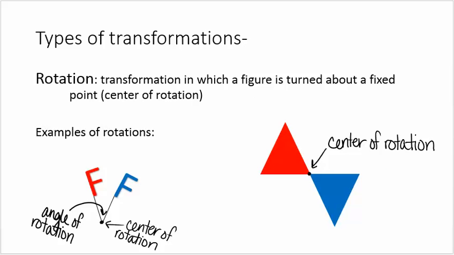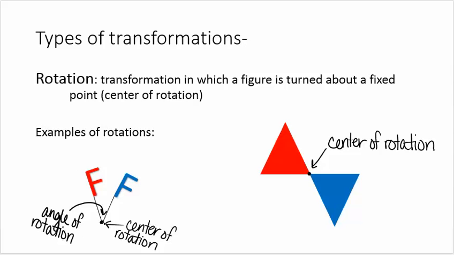The next type of transformation is a rotation, and a rotation is a transformation in which a figure is turned about a fixed point or a center of rotation. Sometimes the center of rotation is right on the object or the figure, and sometimes it's not. So here are some examples of rotations. We have the letter F here in red. This is our pre-image.